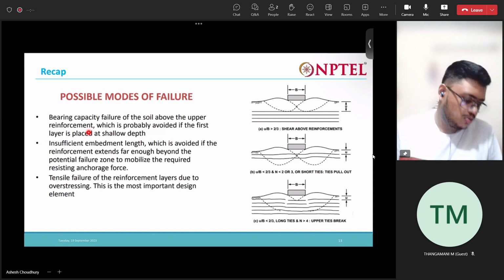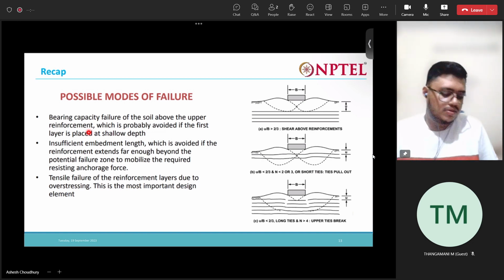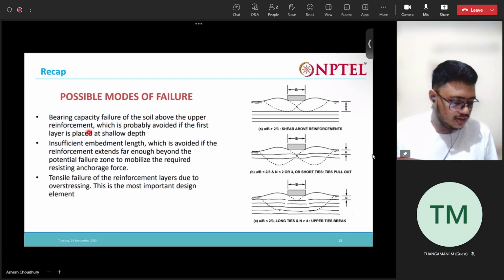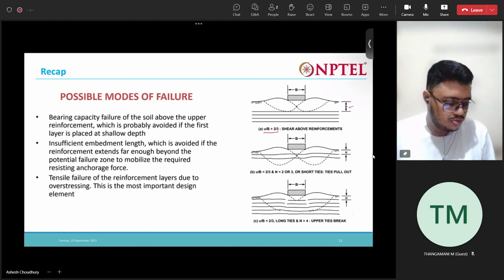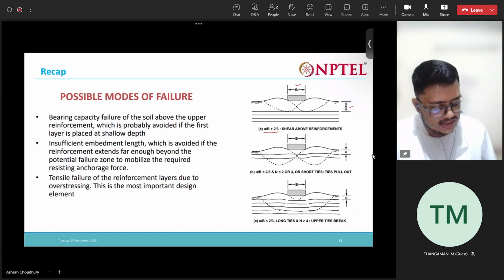In this case, say we have a large number of reinforcements placed at a depth. The first reinforcement, du, is placed at a depth greater than 2/3 of the width. Then what happens? This acts as if we have a soft soil layer sandwiched between this foundation and the stiff soil layer.